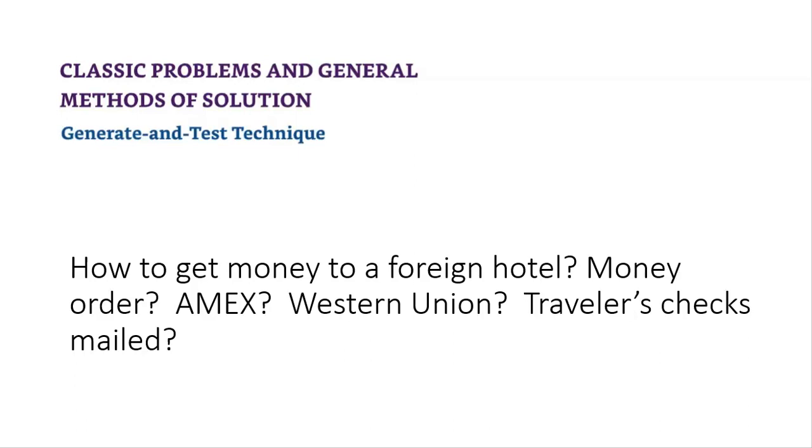So as your author gives an example in the book, how can I get money to a foreign hotel? And back in the 90s, this was more of a challenge. Money order, Amex, Western Union, traveler's checks. You could tell by Galotti's references here that she's a little bit aged. These days, we'd probably just wire it or even upload it with a credit card. But as we think through things, how we can arrange a trip somewhere that may be a little bit complicated, you have to indulge in these generate and test ideas.